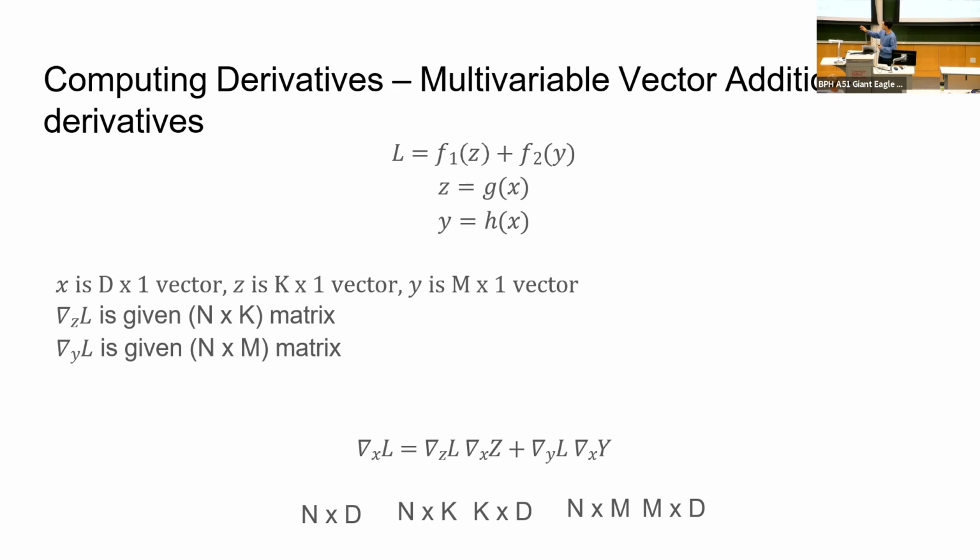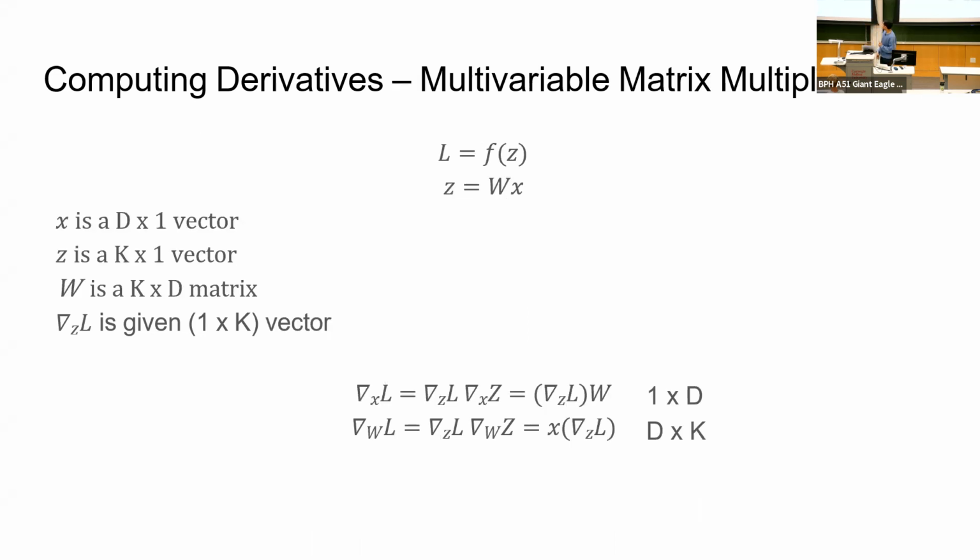We'll go through that in a second, but x is a d by 1 vector, z is a k by 1 vector, y is an m by 1 vector, and the derivative of L with respect to z is an n by k matrix, while the derivative of L with respect to y is given as an n by m matrix. Now, when we take the derivative of L with respect to x, we do the product of del L by del z and the derivative of z with respect to x, plus the derivative of L with respect to y times the derivative of y with respect to x. And if you can see, the dimensions all add up. N by d is n by k times k by d, yeah, it all adds up.